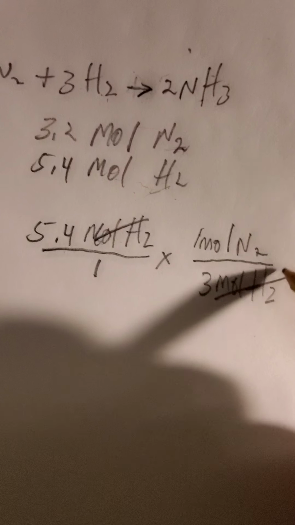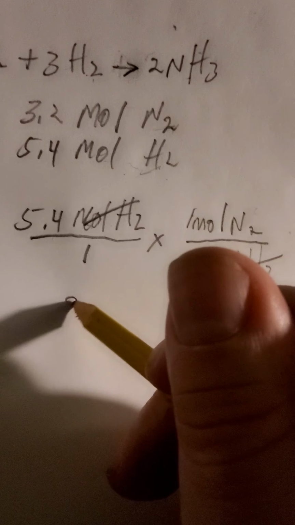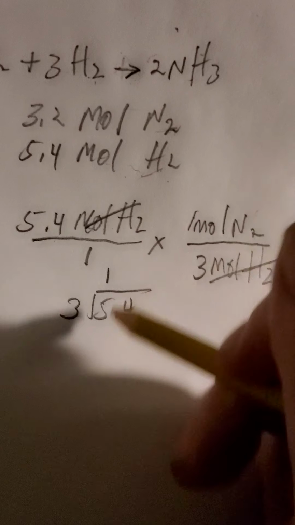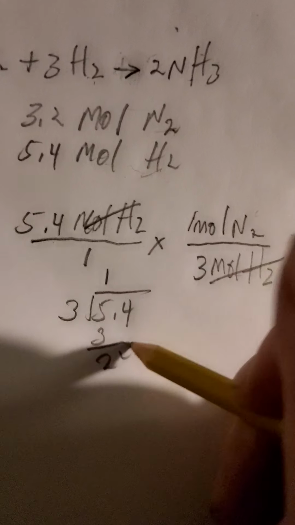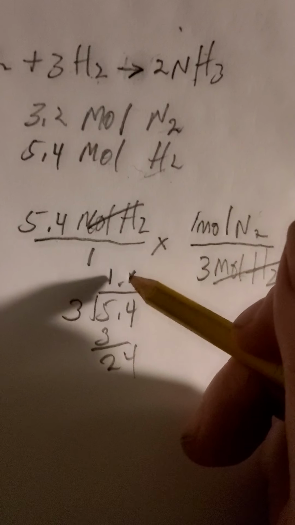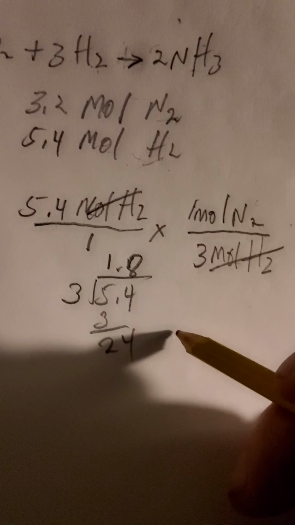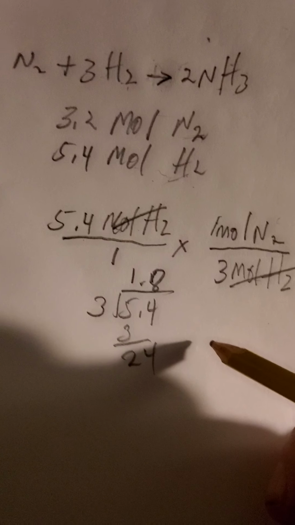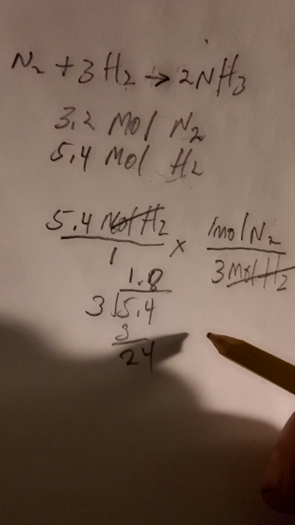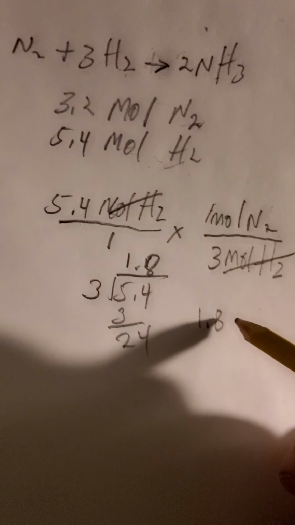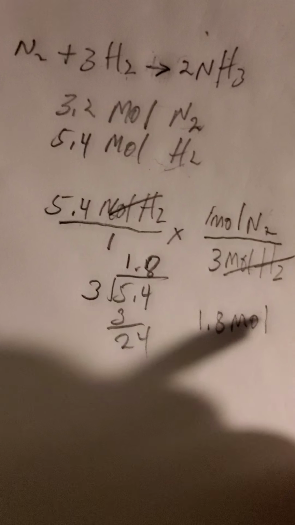Bingo, what's going to happen? The moles of hydrogen are going to cancel out of the equation, and we're going to have how much nitrogen I need. So 3 into 5.4 goes 1.8. Okay, so when I react it, in this reaction, I will react to get 1.8 moles of nitrogen.